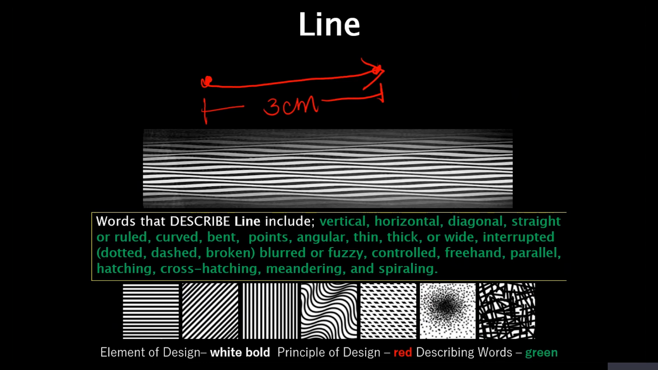So we have here different types of lines. We have vertical, horizontal, diagonal, straight, or ruled. We also have the controlled, the freehand, the parallel. So we have a lot of types and kinds of lines.